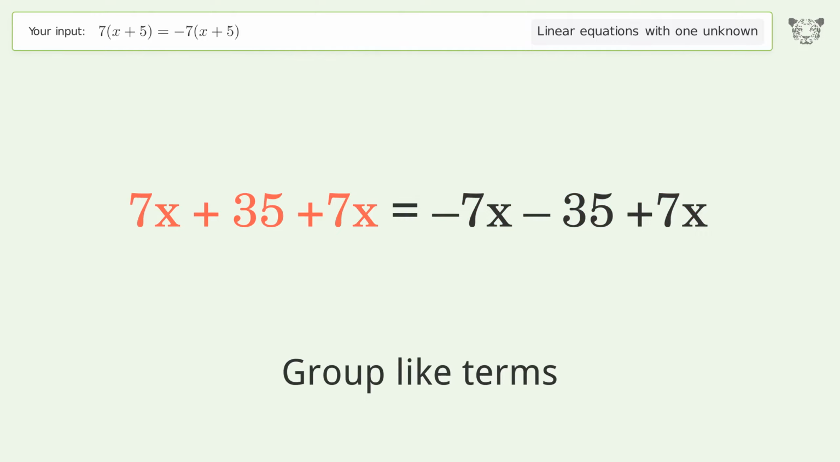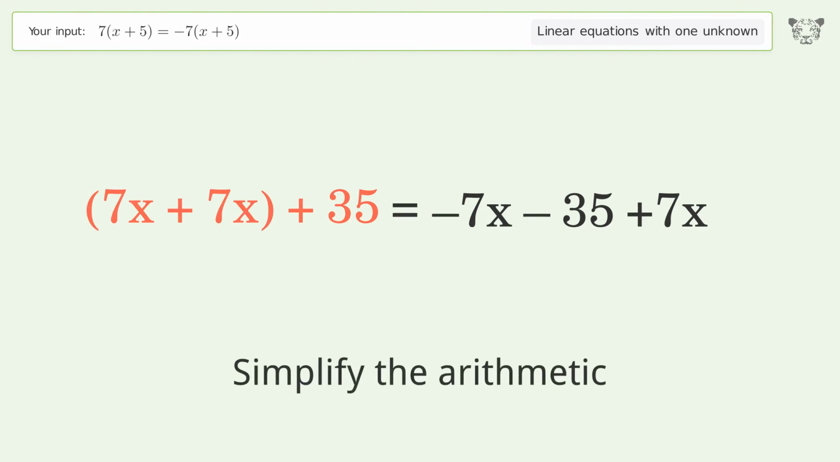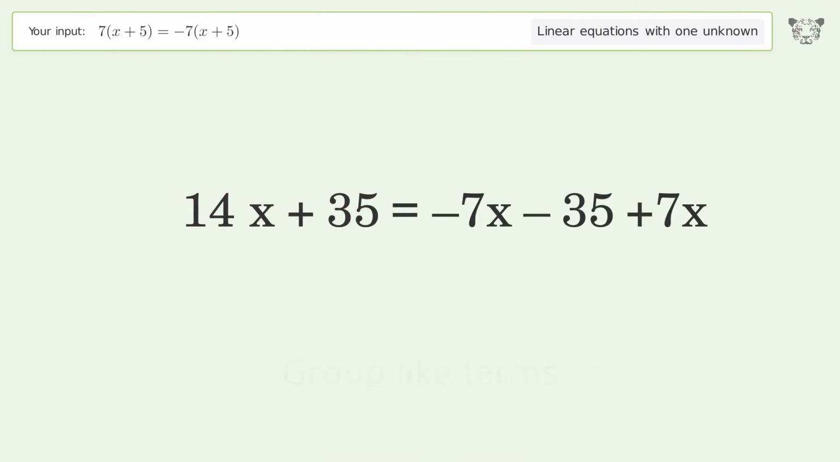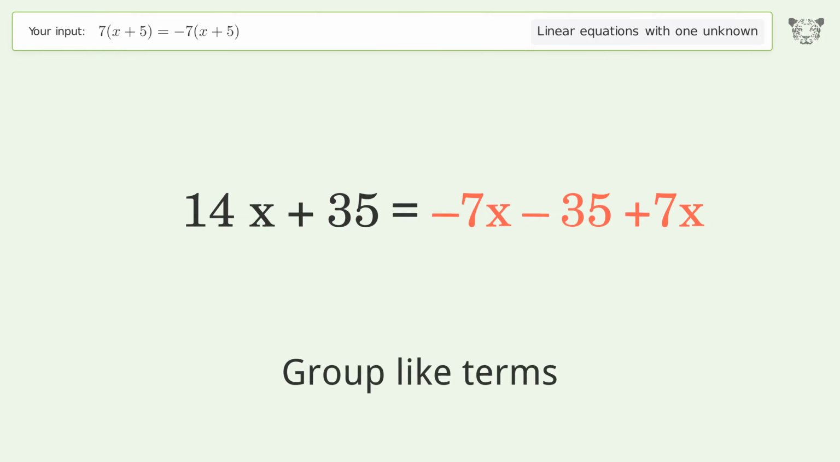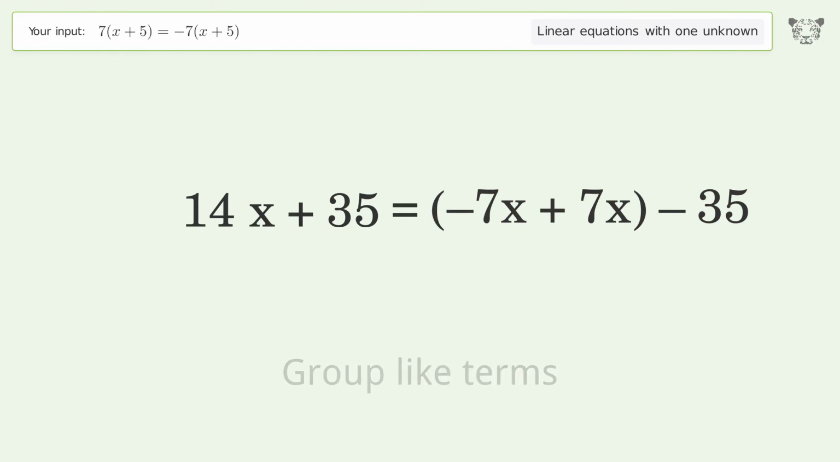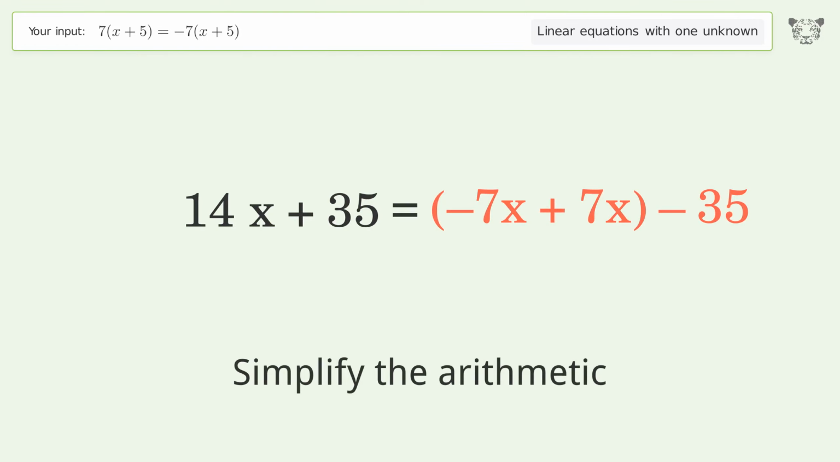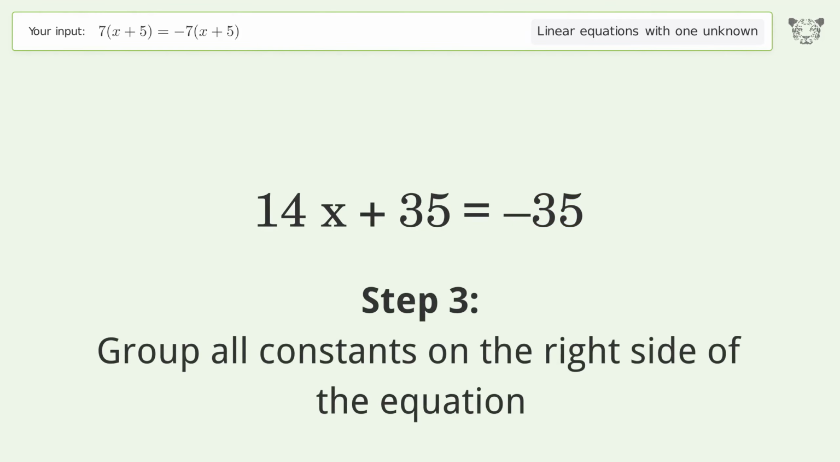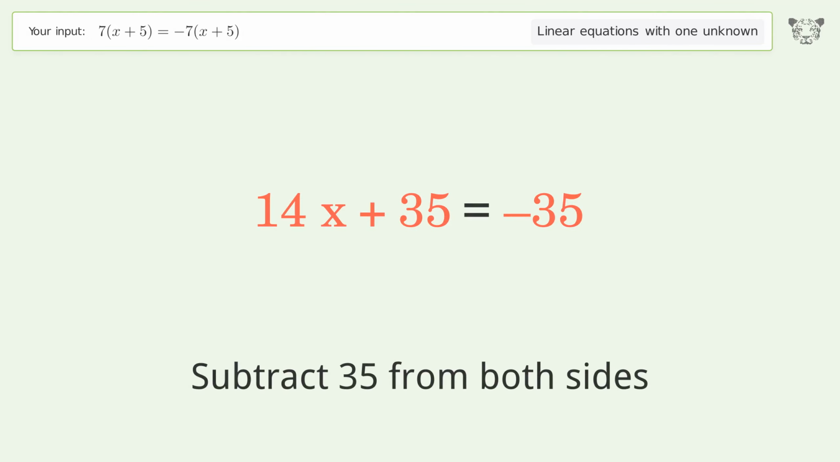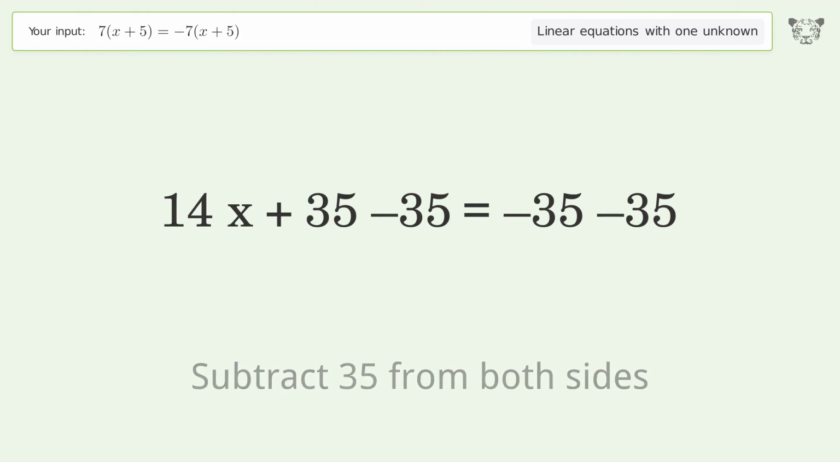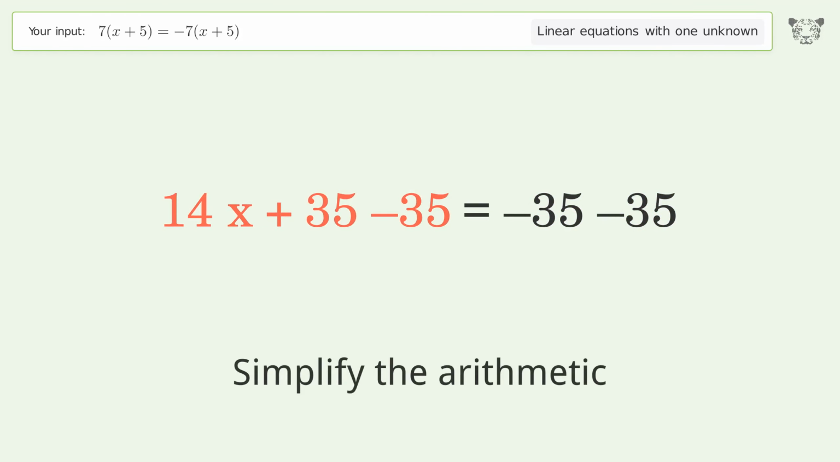Group like terms. Simplify the arithmetic. Group like terms. Simplify the arithmetic. Group all constants on the right side of the equation. Subtract 35 from both sides. Simplify the arithmetic.